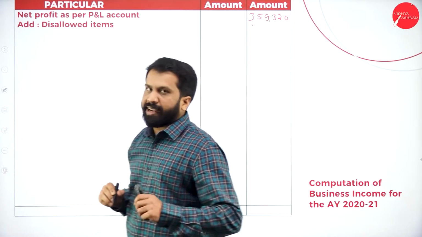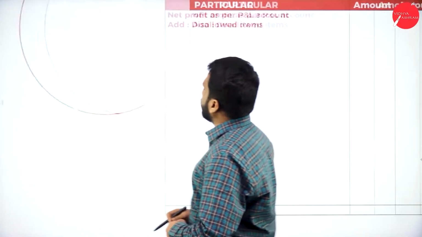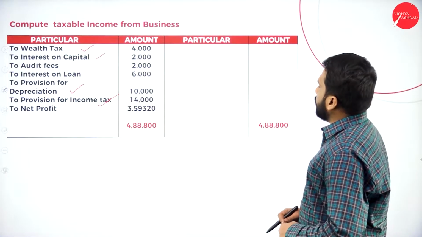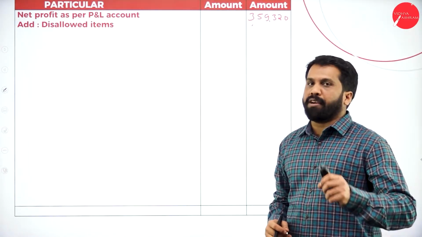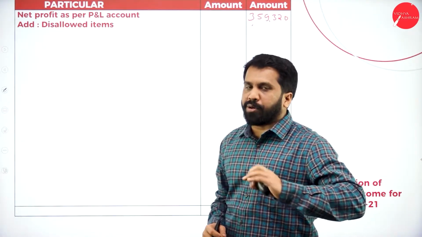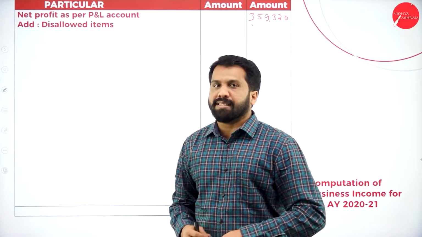3,59,320 is your net profit. Now I'll go one by one. Yes, I have taken your net profit. Now I'll take all the disallowed items which are not related to business. We call it disallowed.